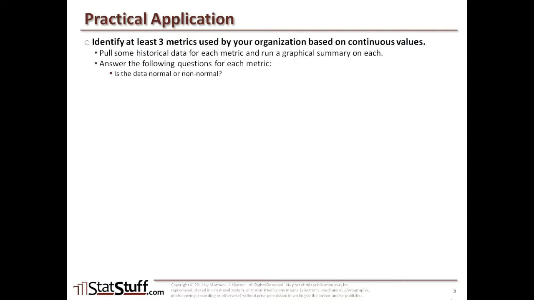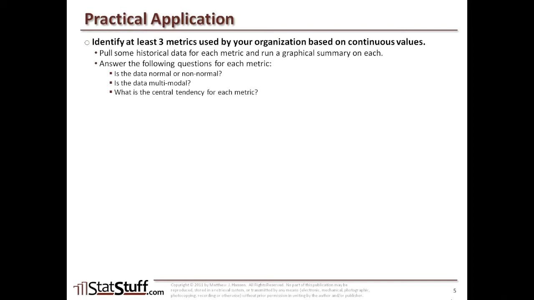First of all, is the data normal or non-normal? And what is it within the graphical summary that is telling you that? Also, is the data multimodal? That is, are there more than one mode? We've talked about it before as bimodal or multimodal. There's multiple humps within your data.